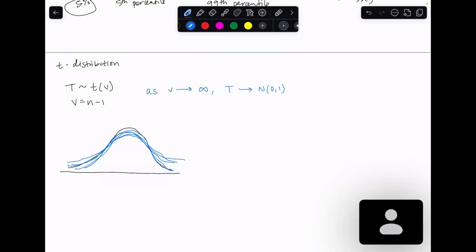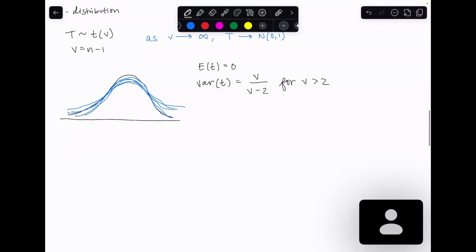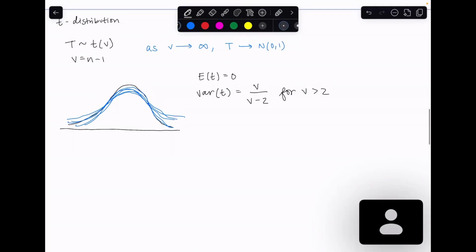So the expected value of t would equal 0. And the variance of t is just going to be your degrees of freedom all over your degrees of freedom minus 2. And that's obviously for any degrees of freedom that are greater than 2, or else we would have issues there. And then, like we talked about, as v gets bigger, it's going to converge to a standard normal, which makes sense, right? Because the mean of standard normal is 0 and the variance is 1.